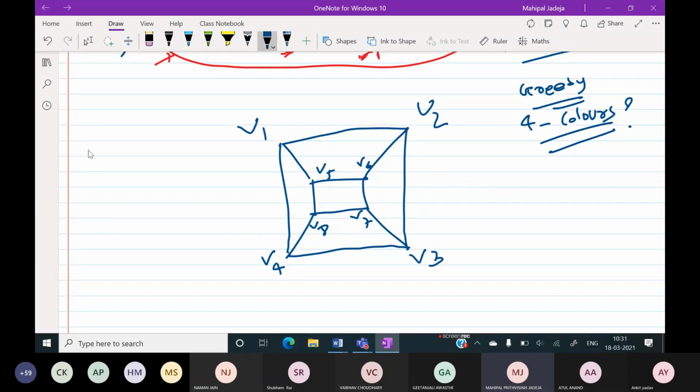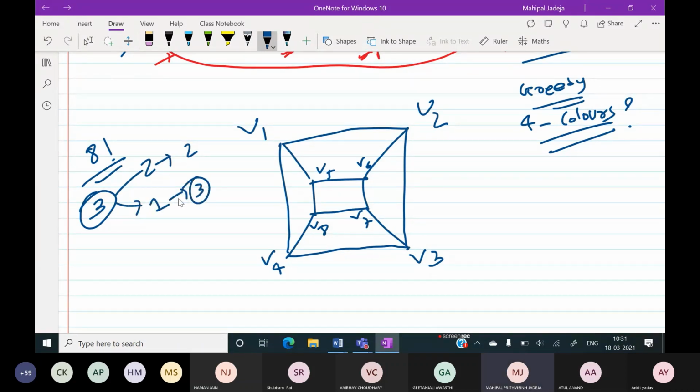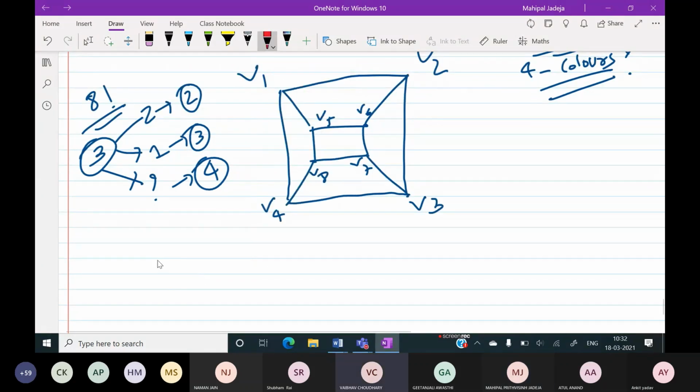Right? So out of 8 factorial permutations, we have considered 3 permutations. 2 permutations correspond to 2 colors and 1 permutation corresponds to 3 colors. So is there any permutation using which you are getting 4 colors? That is the question.